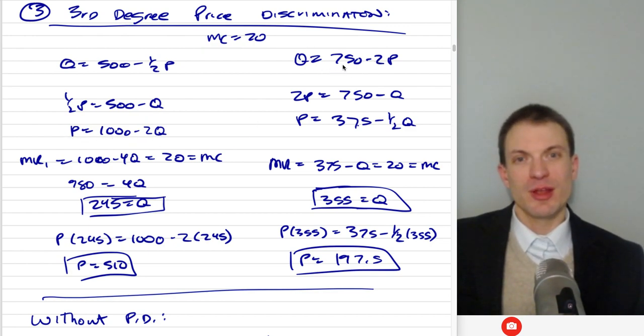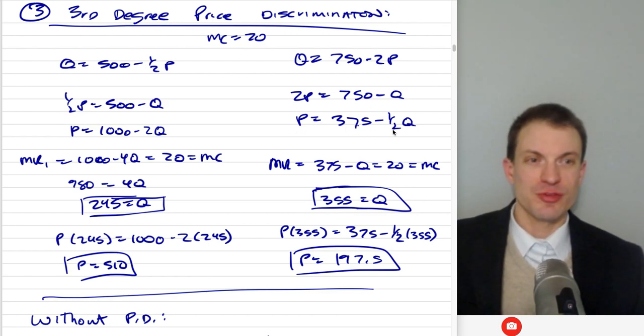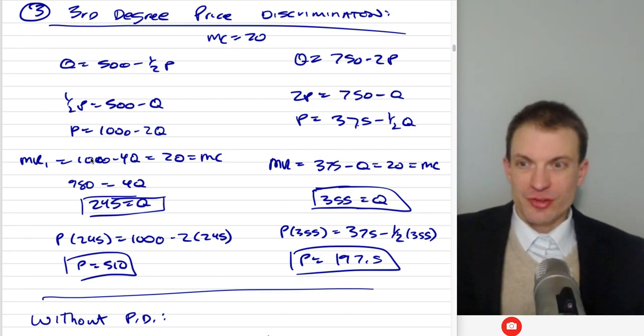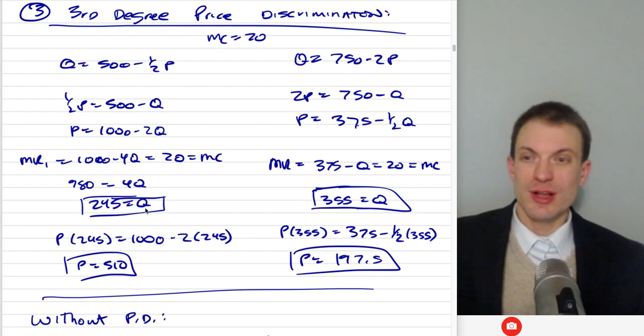My other segment, 750, okay, this becomes price is equal to 375 minus 1/2 Q. Marginal revenue is going to have the same vertical intercept, twice the slope, so I'm going to have 1,000 minus 4Q as my marginal revenue, set equal to my marginal cost, which was 20. And then solving, I'm going to have a quantity of 245 in segment 1.